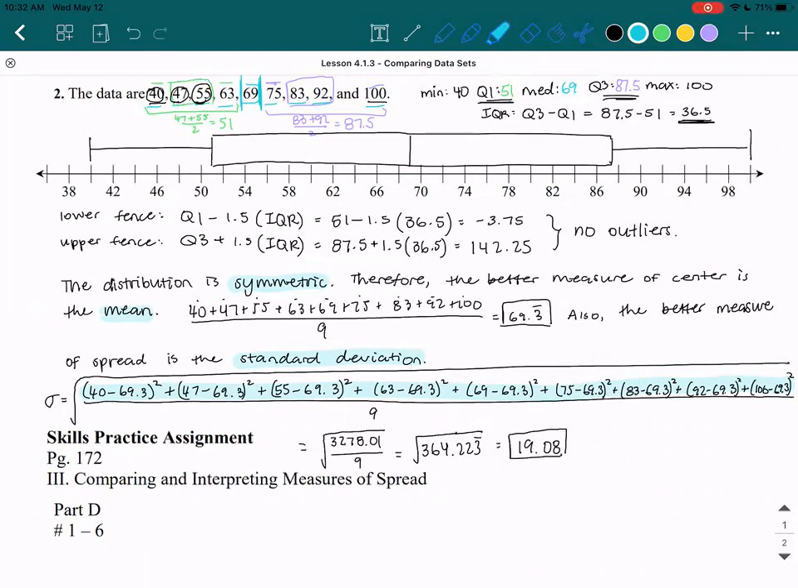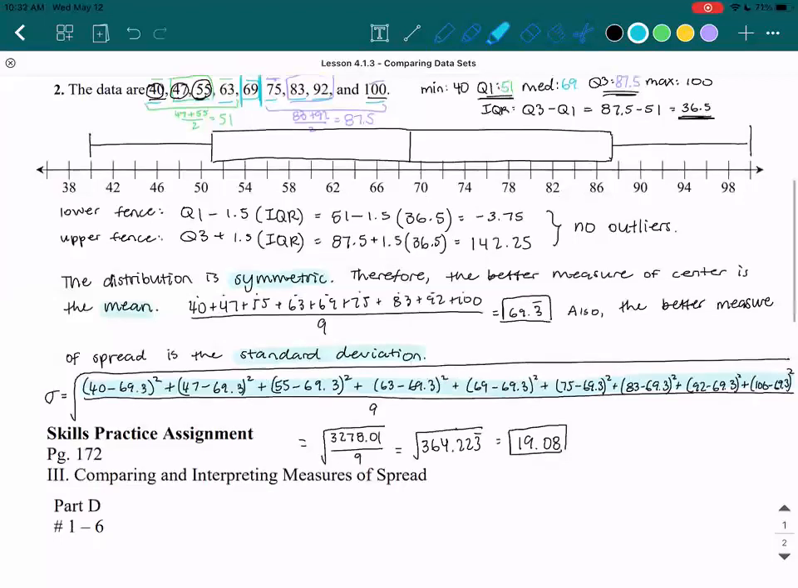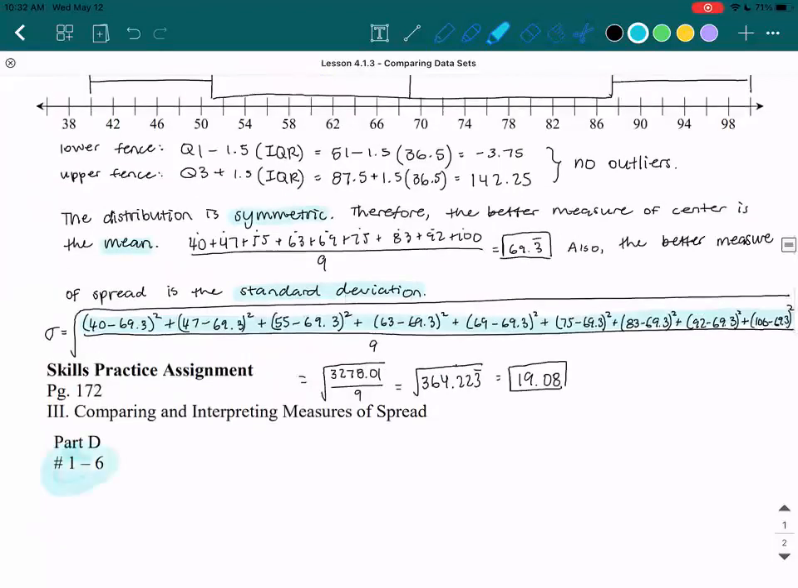All right, so if you have any questions, let me know. Other than that, your task is just to do 1 through 6, okay? So it's not that much, just 1 through 6. Let me know if you have any questions.